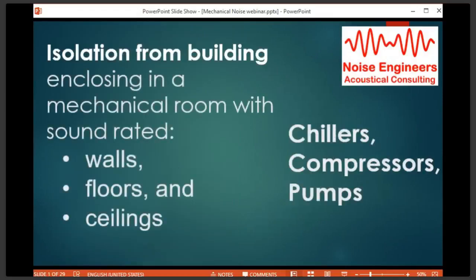Isolation from building. Enclosing the mechanical equipment room. These are the issues we're going to deal with: walls, floors, ceilings.